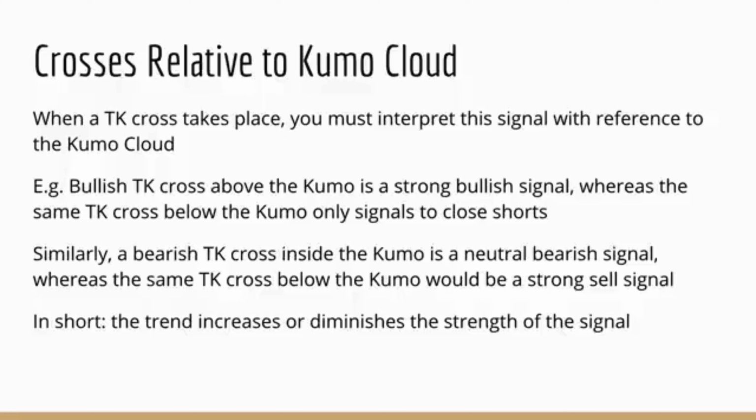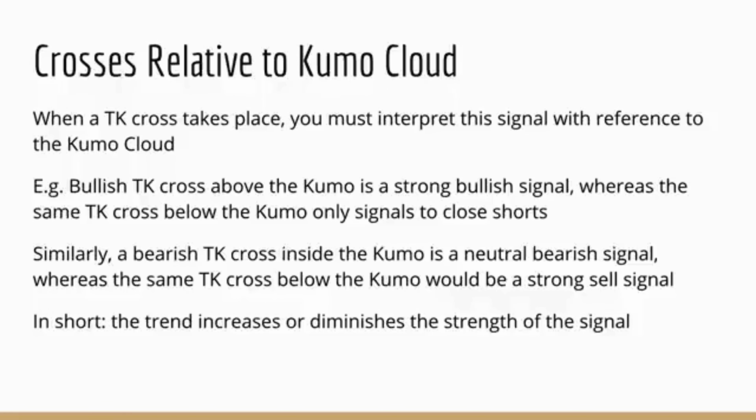At the same time, you might have the same signal, a bullish TK cross, but that TK cross takes place while price is under the Kumo cloud. You have the same signal, bullish TK cross, but price is under the cloud. All this means is this isn't obviously a strong buy signal like the one before. All this indicates is, hey, maybe we have a reversal here. Maybe it's time to close our shorts, right?